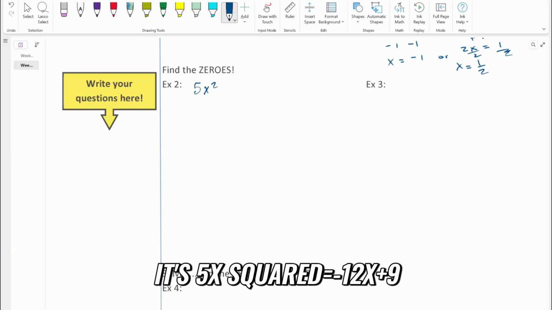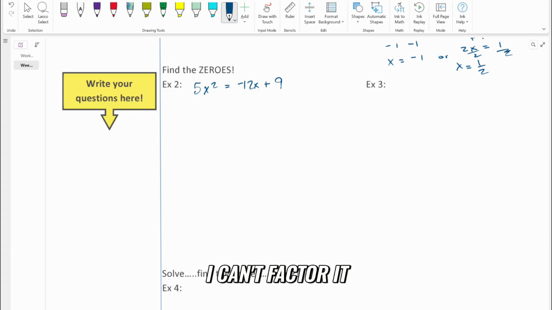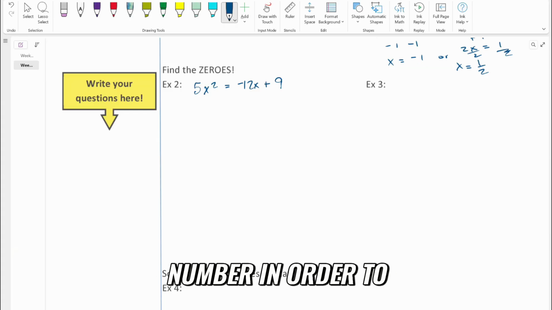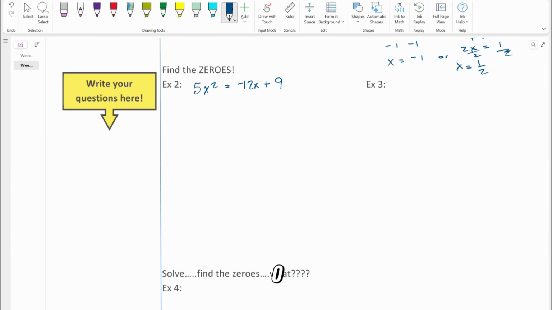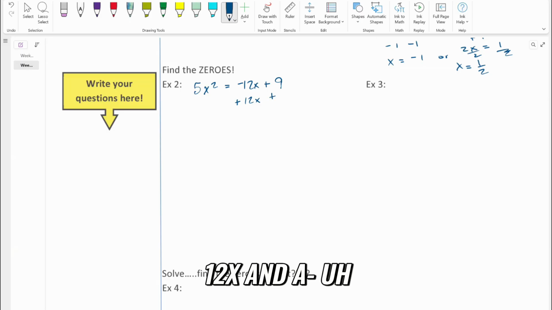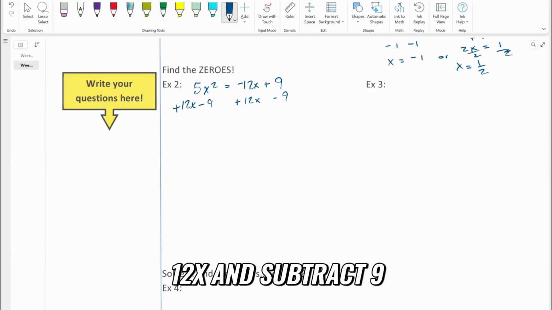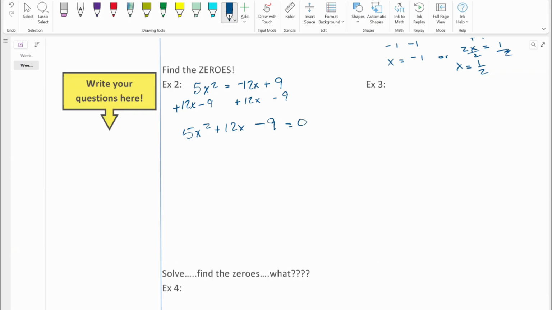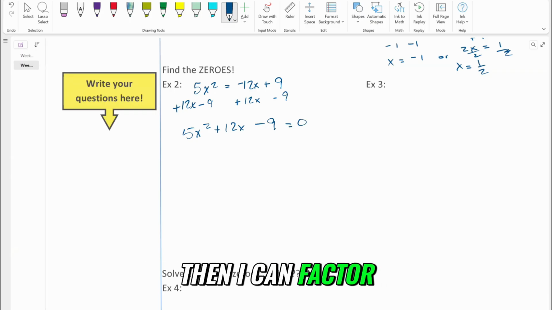Is 5x squared equals negative 12x plus 9. If it's in this format, I can't factor it. I have to make it equal to what number in order to find zeros? 0. So I'm going to add 12x and subtract 9. So I get 5x squared plus 12x minus 9 equals 0. All right, then I can factor.